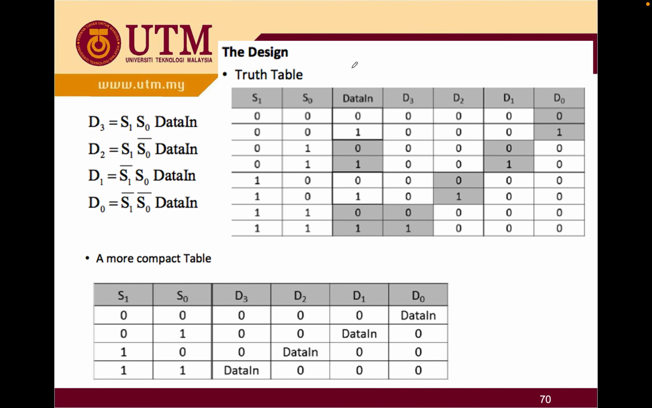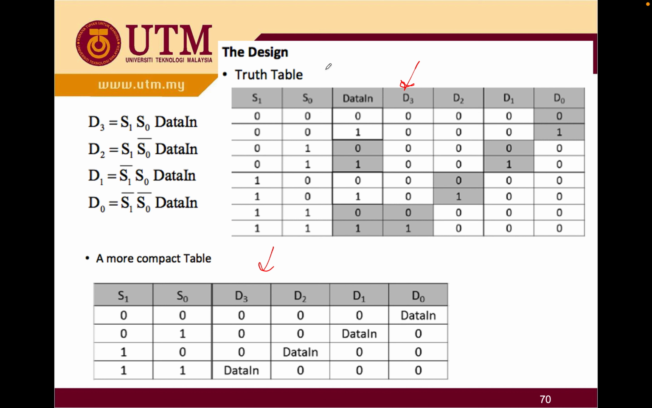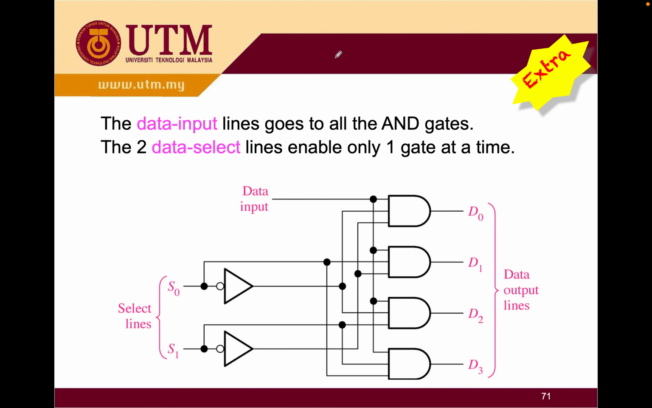And from here you can convert this table to a much more compact table, and you can summarize it to be this circuit. So from there you can try to generate your own input data and see what will happen, etc. This is basically similar to your MUX.